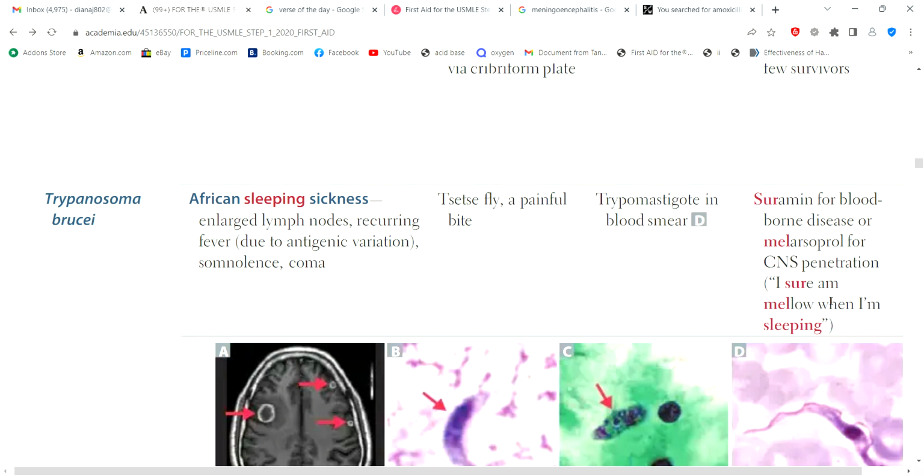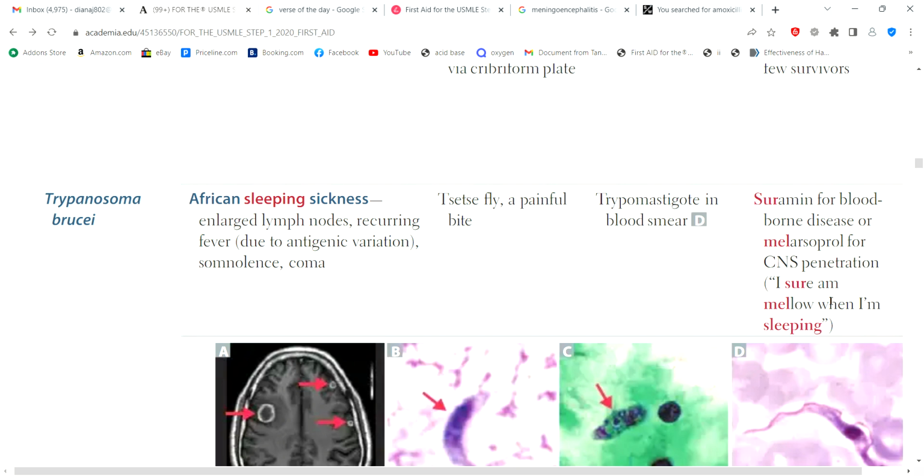So basically, the glycoprotein of this organism keeps changing. Why is that? To keep evading the immune system, right? So it's harder to identify and catch when it keeps changing the outer layer of the organism.